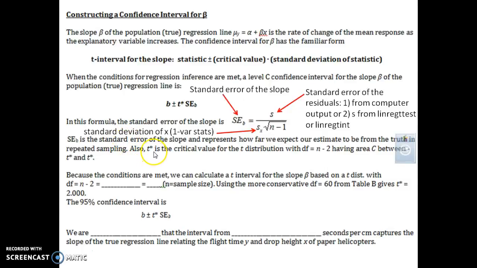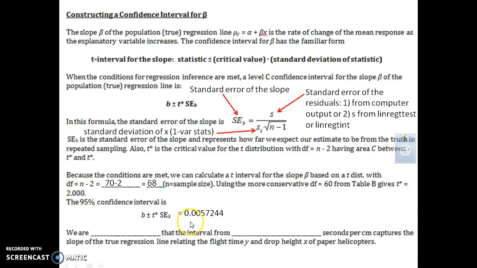And then the critical t is going to be found the same way we have in the past, except now we have n-2 degrees of freedom. Okay, so let's go ahead and construct this. We have 70 minus 2, because there were 70 helicopters, so we have 68. For this example, I'm going to use Table B, and I'm going to use degrees of freedom of 60, because remember, if 68 is not on the table, you have to drop down to the next lower degrees of freedom. So we're going to use t* of 2.